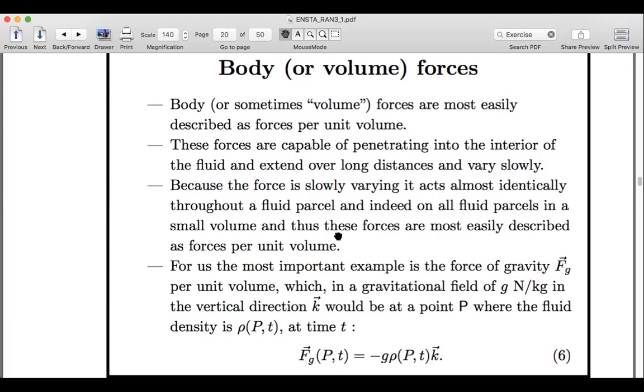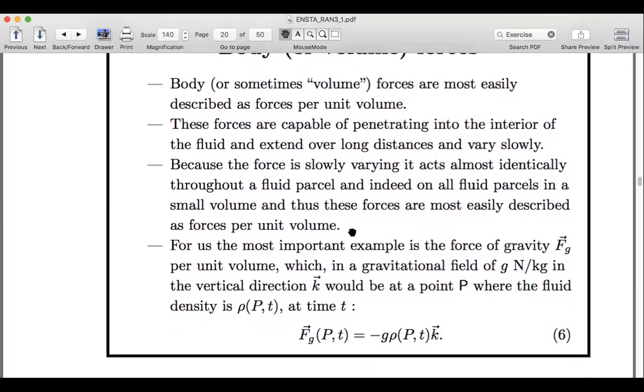And so it makes sense to talk about the force per unit volume. That's another way to define it. It's sort of a backwards definition, but at least conceptually you can ask: is this a volume force or body force? Well, you can just ask yourself, is it convenient to describe it as a force per unit volume? And if it is, then that's a body force.